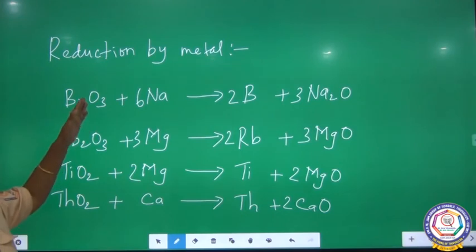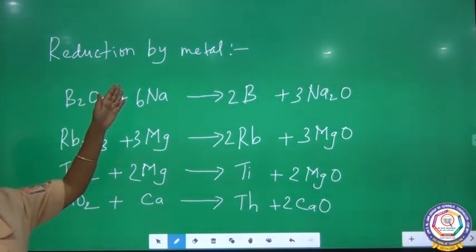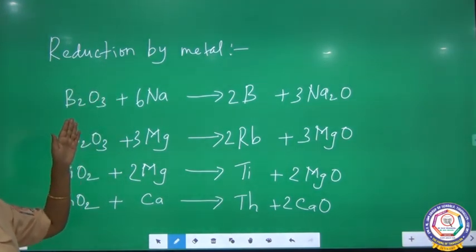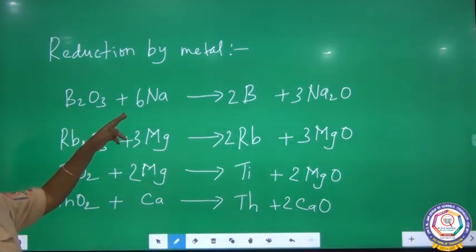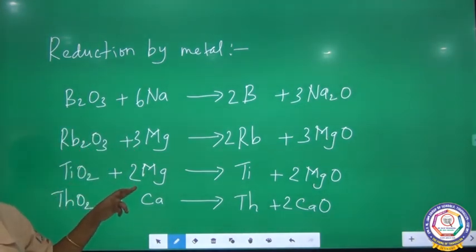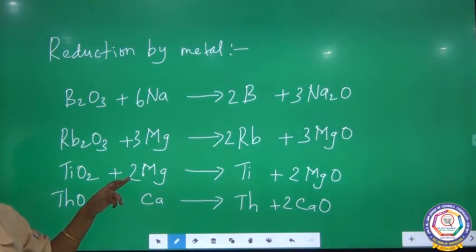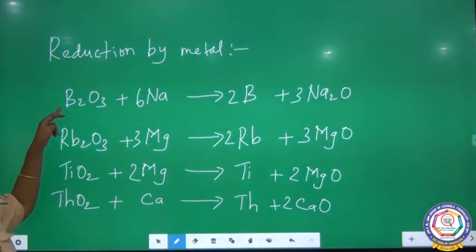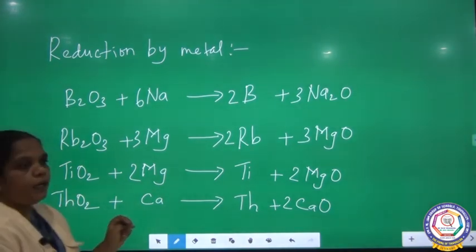So in this case the metal acts as a reducing agent, and the more reactive metals such as sodium, magnesium and calcium act as reducing agents for the metals boron, rubidium, titanium and thorium. So now we are going to learn about auto reduction.